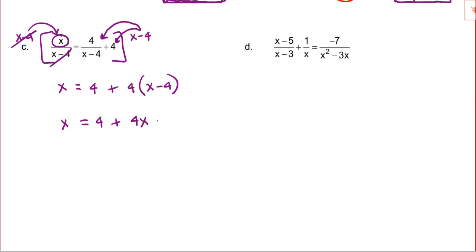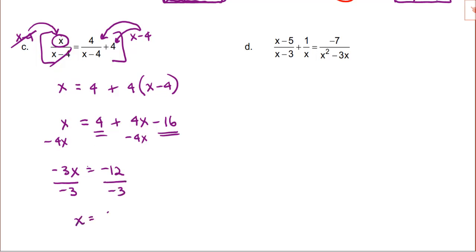4x minus 16. I think I'm going to subtract 4x on both sides. And what do I have on the left? Negative 3x. What do I have on the right? Negative 12. And then what do I do? Divide by negative 3. And x equals 4. And we're done, right? No, it can't equal 4.